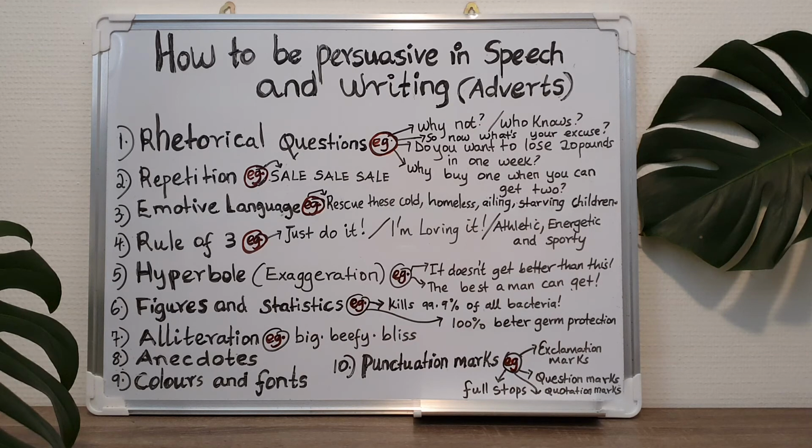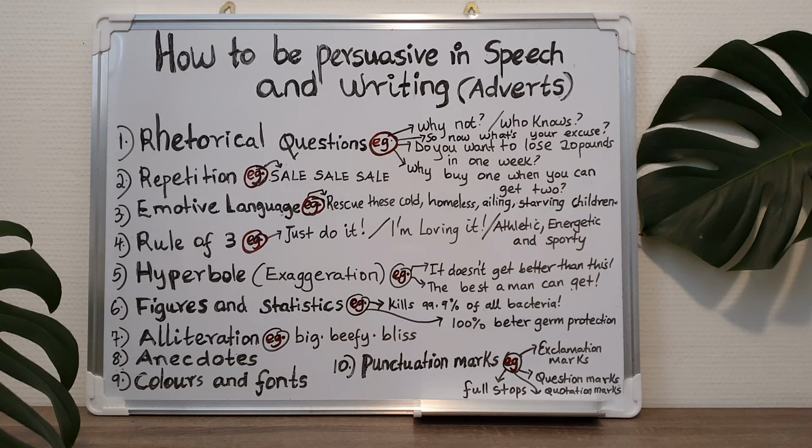And then once more, you notice we have the rule of 3 in that example. "Big, beefy, bliss." 3 words, all beginning with the letter B. So in that case, this person has combined 2 techniques, rule of 3 and alliteration. So remember to use alliteration when you are writing to persuade. Okay?